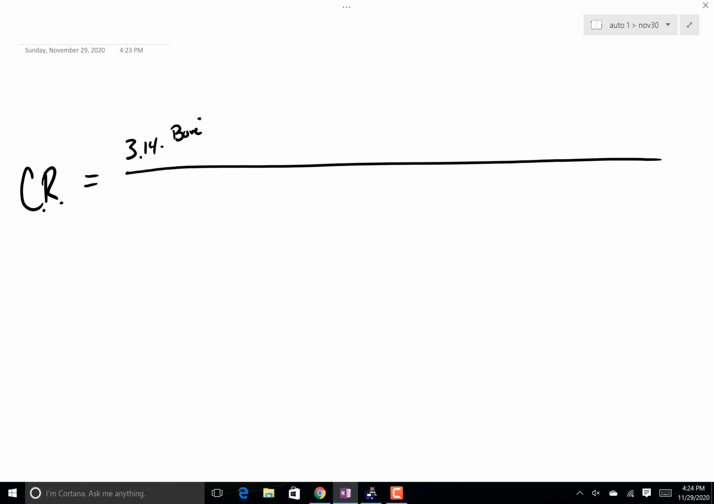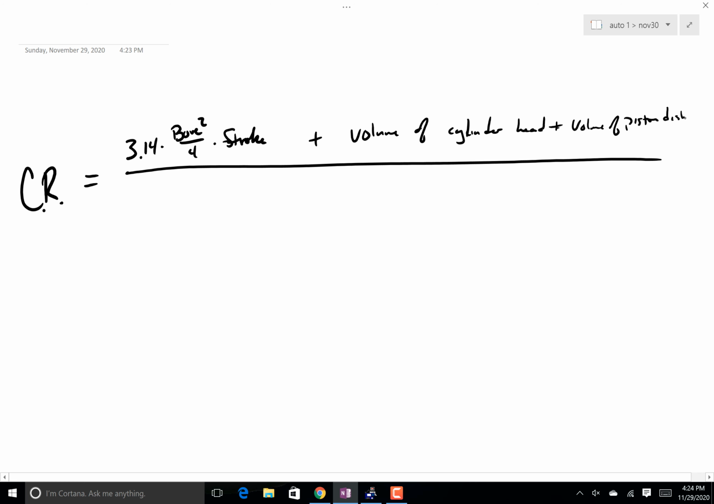Compression ratio is going to be equal to, always, pi times the bore squared, divided by 4 times the stroke, plus the volume of the cylinder head, plus the volume of the piston. I'm going to put piston dish.